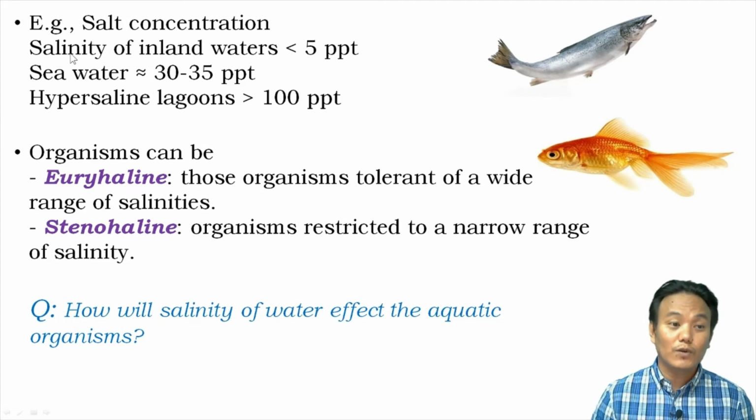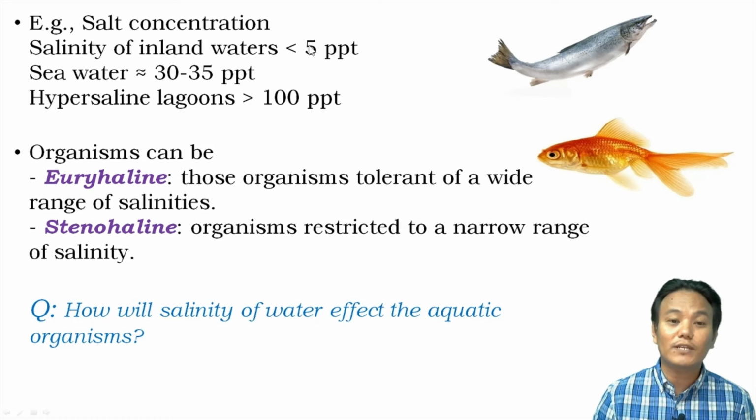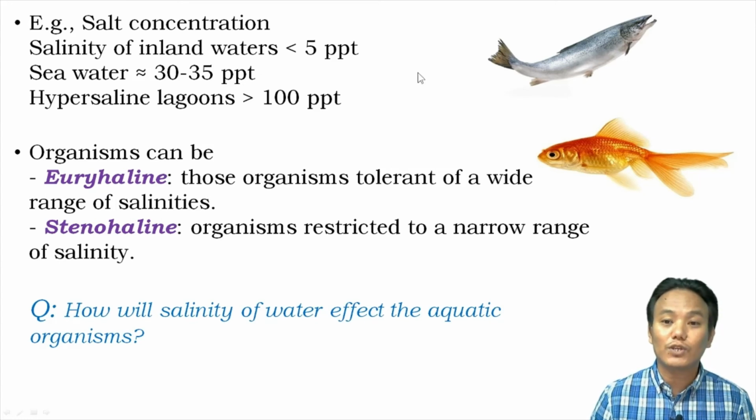So when we look at the salt concentration in water, the salinity of inland water is less than 5 parts per thousand. PPT stands for parts per thousand. The salinity of seawater is approximately 30 to 35 ppt. And in hypersaline lagoons, the salinity is above 100 parts per thousand. Now, different organisms have different tolerance to the salt concentration.